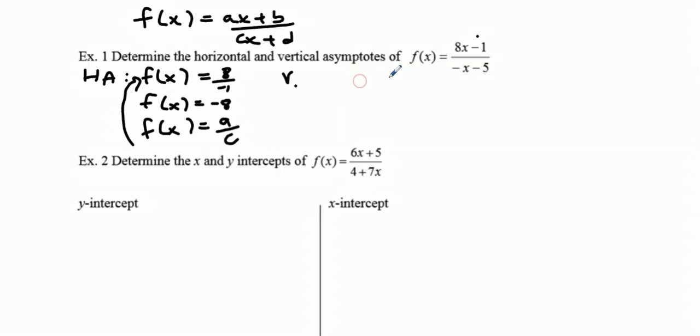The vertical asymptotes, well, they're going to take the form x equals, and again, if you want to use the formula, I think for the vertical asymptotes it was minus d over c.